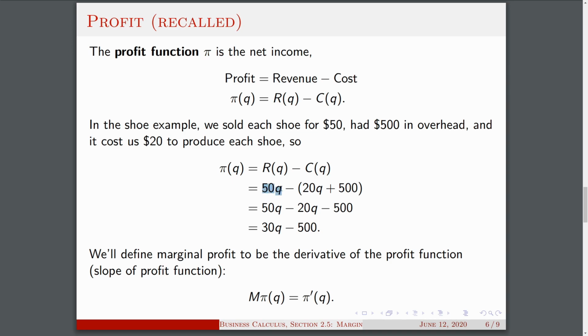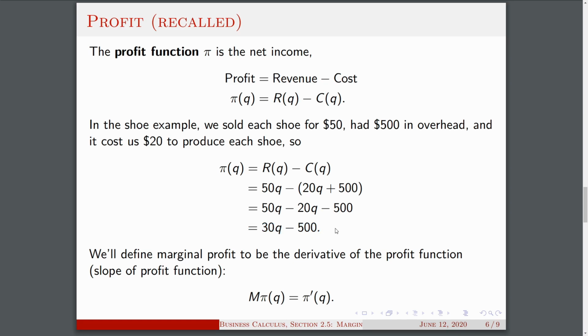So before we had 50q, and now we're subtracting the cost function, which was 20q plus 500. And make sure to remember to distribute your negative sign to both of these. And then you can combine like terms. And so we get the profit function is this.